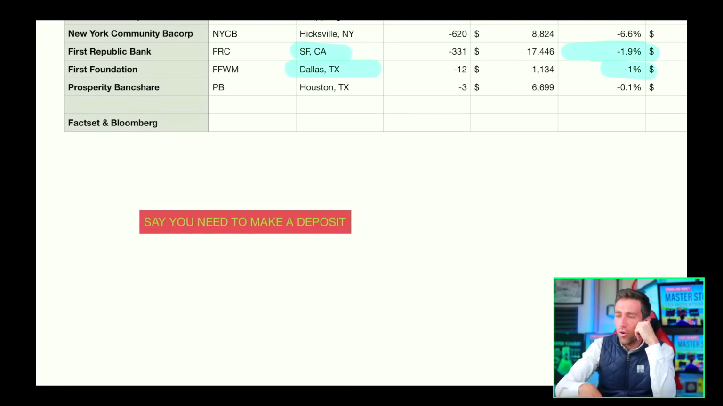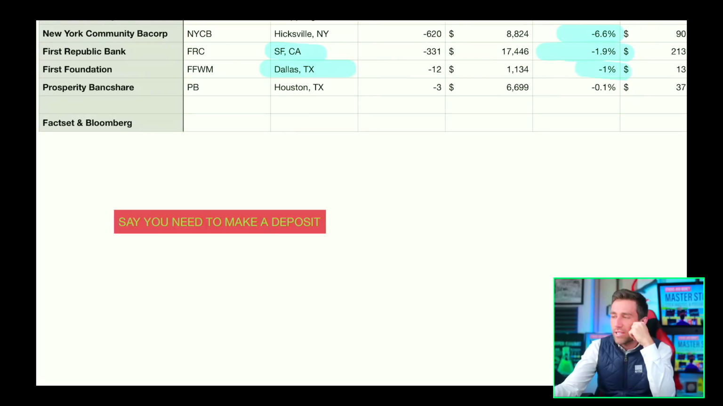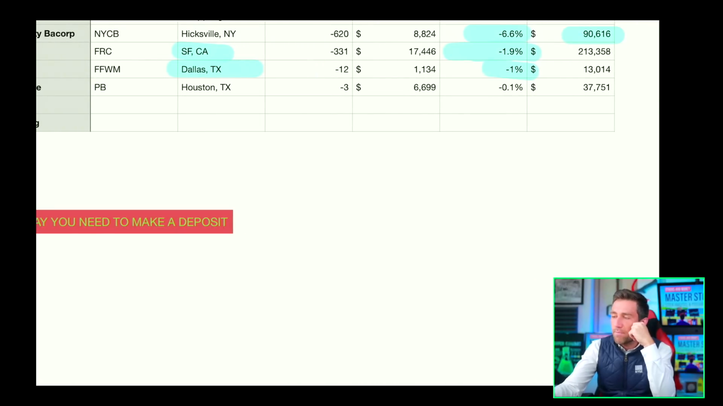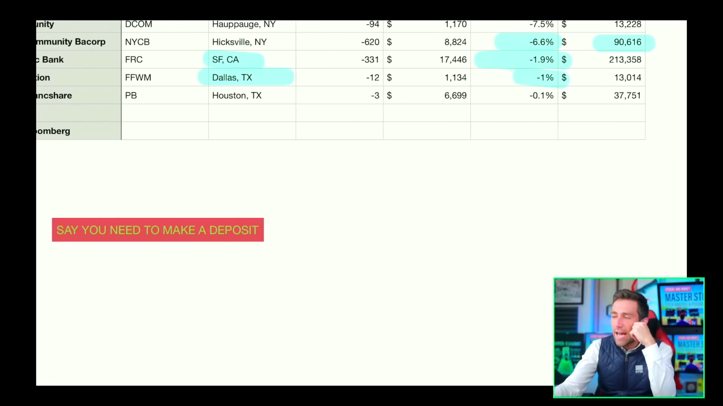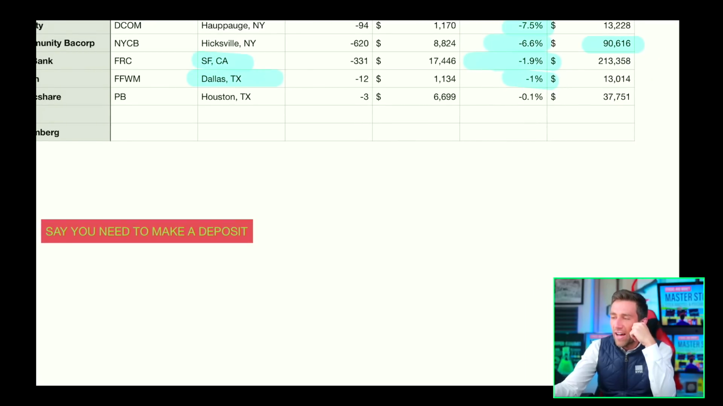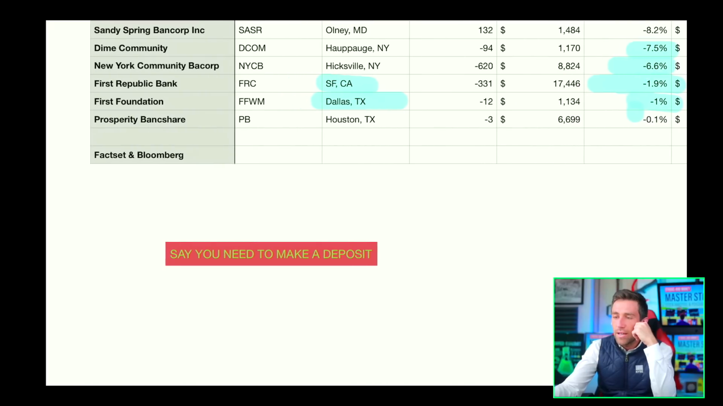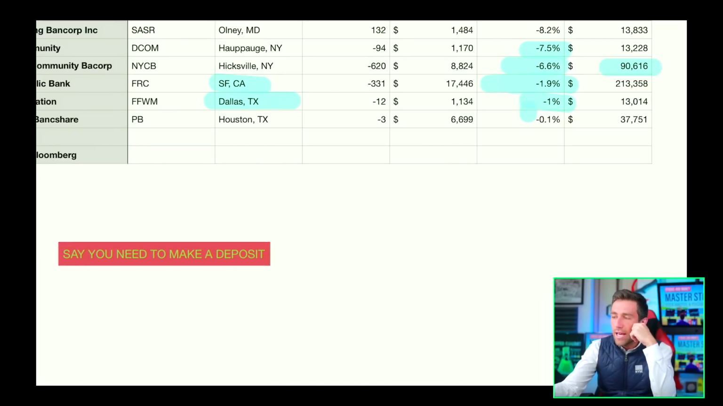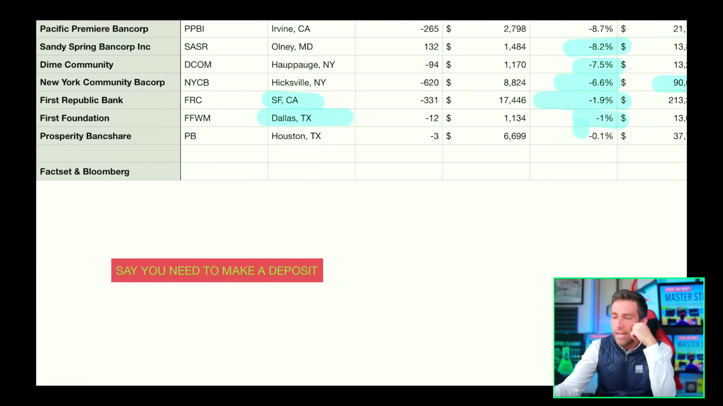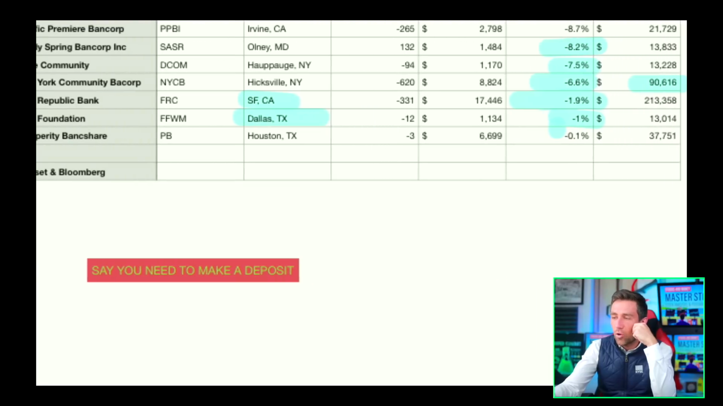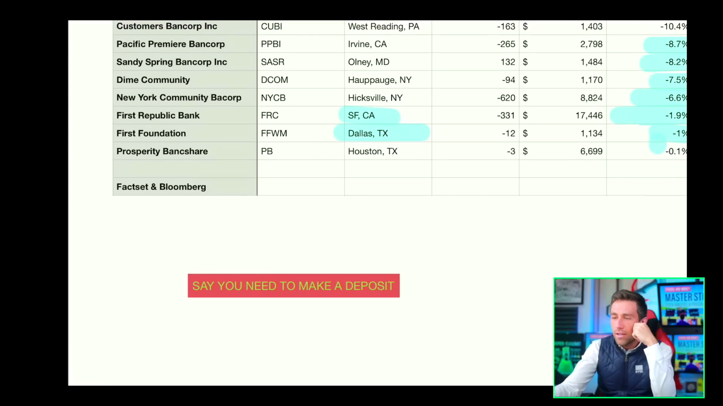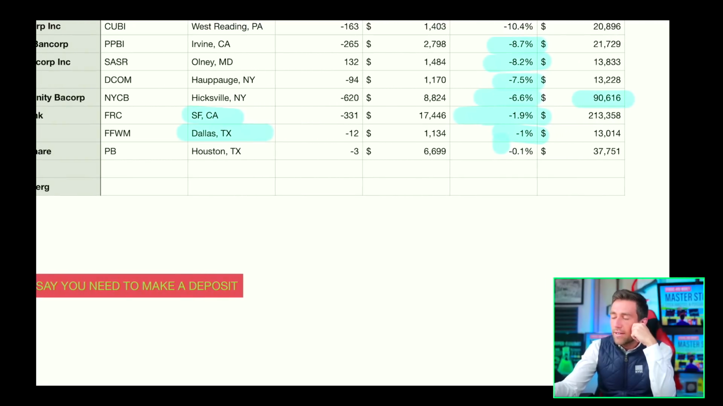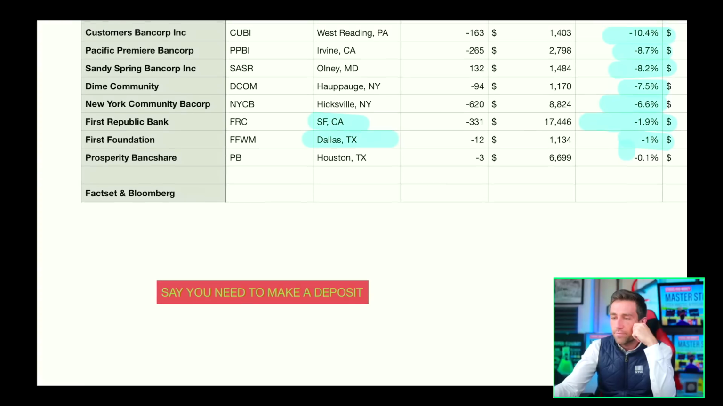Next, New York Community Bank Corp, negative 6.6%. Assets, we're at 90 mil over here. What do we got over here? Dime Community sitting at 7.5%. What's the next one? Sandy Spring Bank Corp, 8.2%. Next one, Pacific Premier Bank Corp from Irvine, California, negative 8.7%. Customers Bank Corp, negative 10.4%.